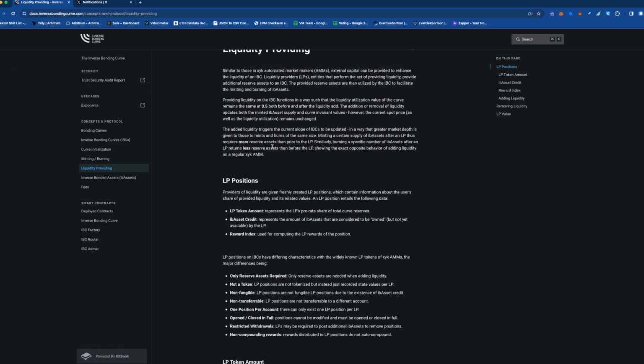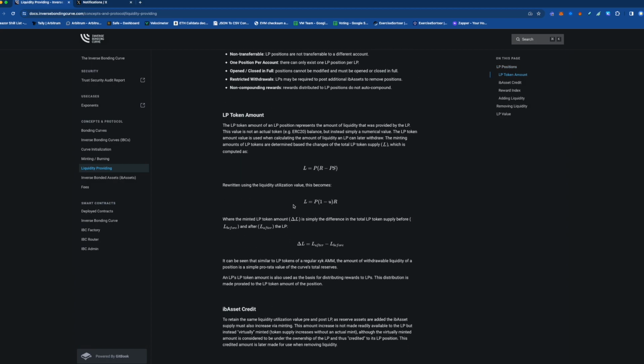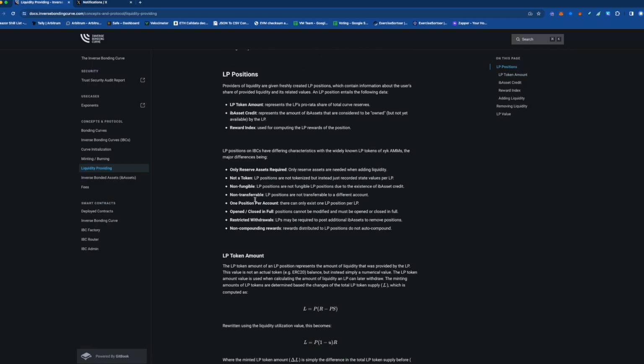Okay, so when you're an LPer, you come with the shitcoin and you just add shitcoin to the bonding curve, so to speak, right? The reason you would do that is you're going to get this LP fee, but you're also going to have some other interesting effects. You can read through this: you don't get a token, they're non-fungible, non-transferable. You have to close your position if you want to create another one. So they're very restricted in when you LP.